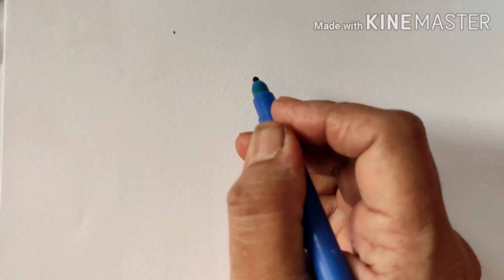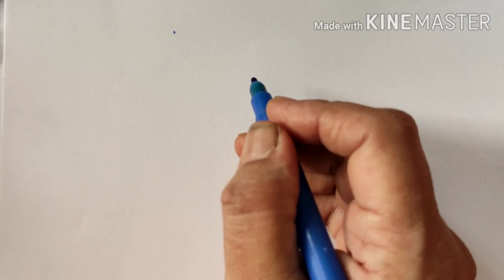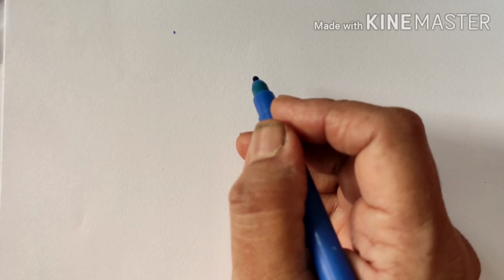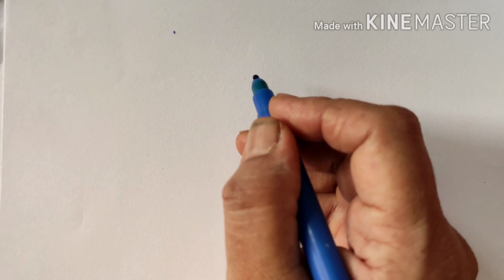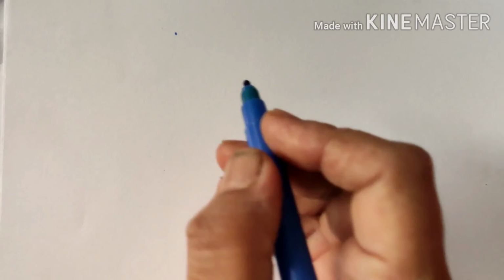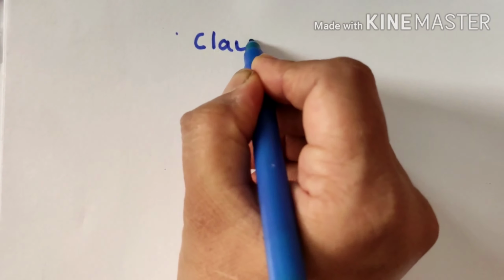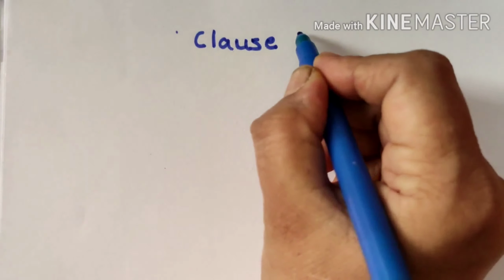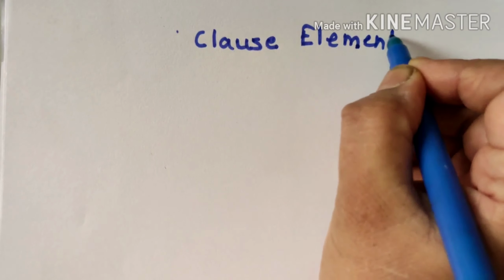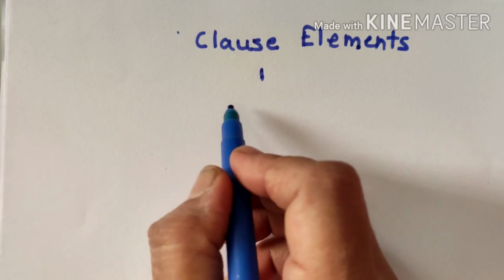If we want to construct a sentence, we have to know what the elements are which come in the structure of the clause. There are 5 elements of the clause. So, what are the clause elements? There are 5 elements of the clause.